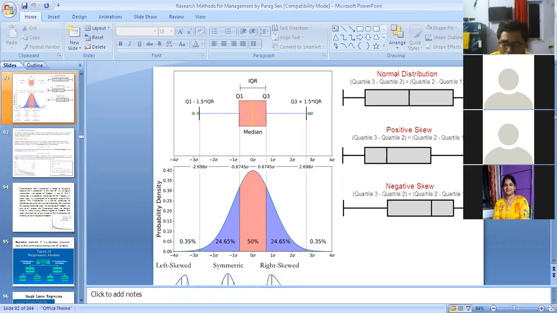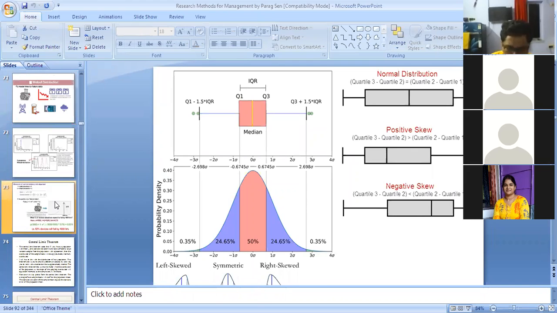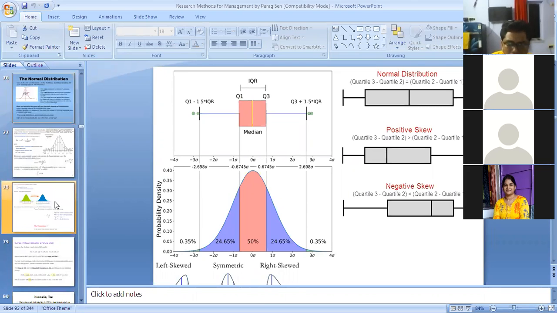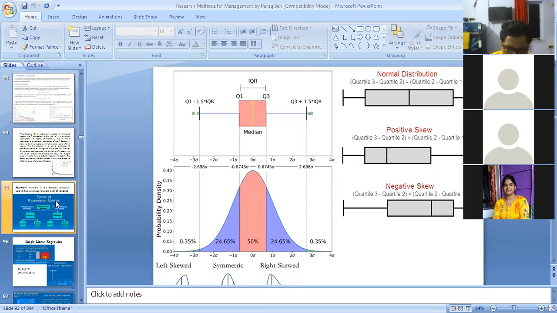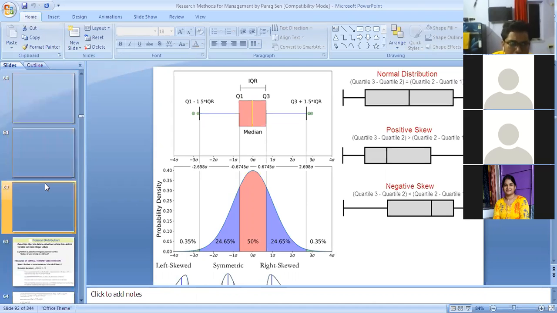But now I would like to discuss some very basic concepts, because in many cases we do not know or we forget the basic concepts. What are the basic concepts? Whenever we talk about histogram, distribution, bar chart, frequency diagram, what are these things actually?